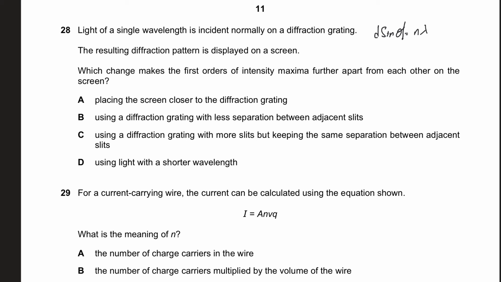We need to increase the angle. If we increase the angle, that would result in the first order maximas being further apart. And if the value of theta increases, the value of sine theta also increases from 0 to 90.